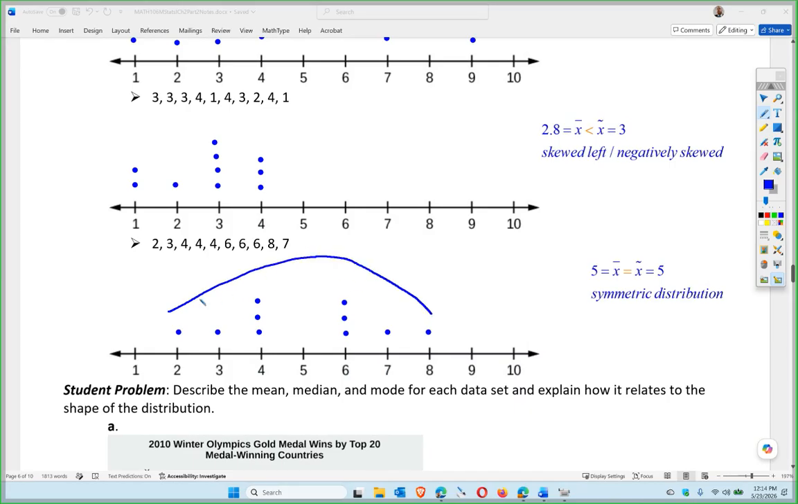Okay, versus this one over here, if you look at the picture, it's actually perfectly symmetrical. And if I figure out the middle value, it's between 4 and 6, which is 5. And if I add them all up and divide, I'm also going to get 5, which would tell me it's approximately symmetrical, essentially. All right?